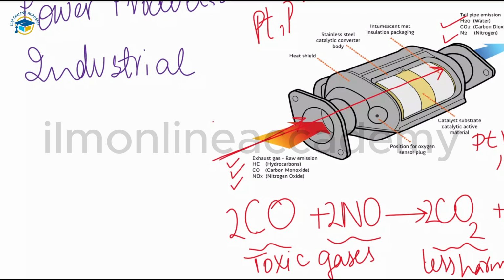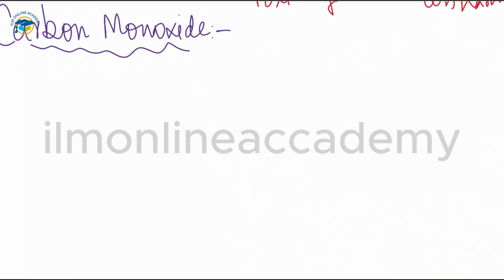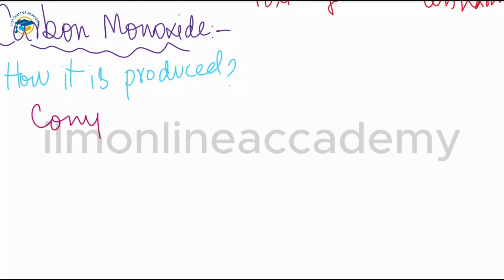Next we will talk about carbon monoxide. First we will talk about how this gas is produced. I think you know about combustion. Combustion is basically the burning of fuel. When we burn fuel, we have two types of combustion. The first one is complete combustion, and the other one is incomplete combustion.